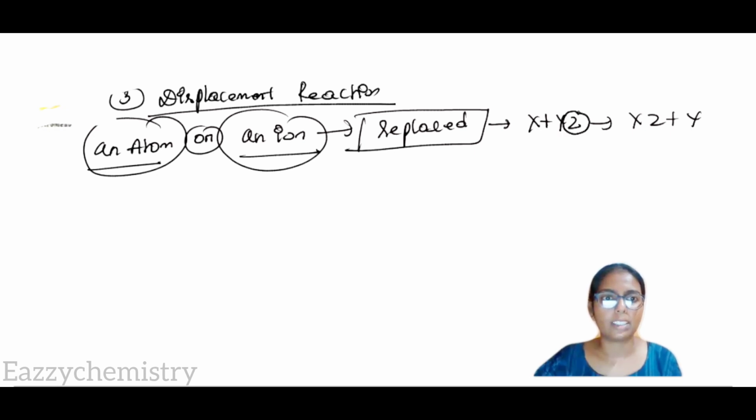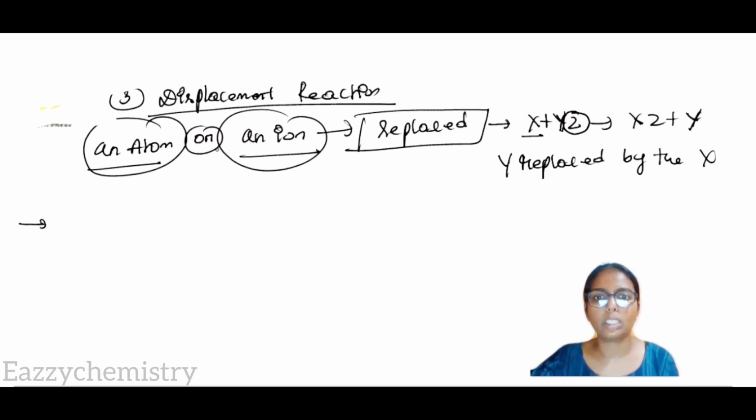Here Z attaches to X. It means that Y is replaced by X. So this is Y and this is X. Here Y is replaced by X. So this is the general reaction for the displacement reaction. Here in displacement reaction, there are two types. The first one is metal displacement reaction, and the next one is non-metal displacement reaction.